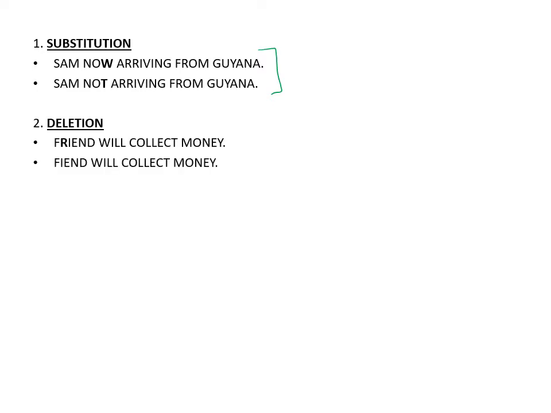So here are some analogies to go over those types of mutations. Substitution would be like if you had this sentence here, Sam now arriving from Guyana, and you change the W to a T, you can see how you can very quickly change the meaning of the sentence itself. So that is like a substitution mutation, one letter changing for another.